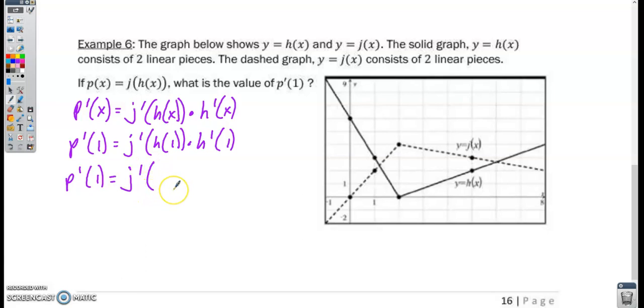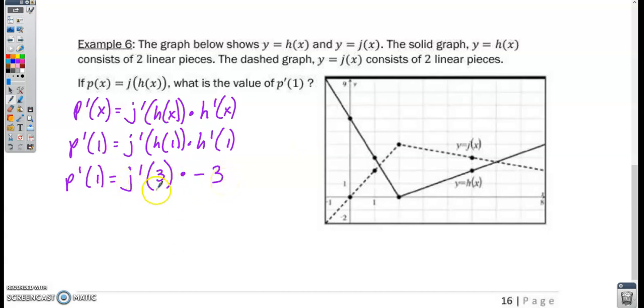h(1), let's see, here's 1. h(1) is 3, because h is the solid graph here. And h'(1) is the slope of the graph at 1. So I look at this point right here and figure out what the slope is there. We're going down 3 and over 1. And since every block here is counting by 1s, that tells us that h'(1) is negative 3.